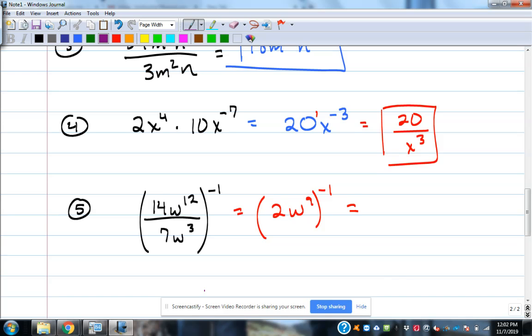So what gets a negative 1 exponent? Everything. So the 2 gets a negative 1 exponent. The W becomes a negative 9 exponent. Everybody has a negative exponent. So where do we move them to turn them to positive? The bottom. So that's 2W to the 9th. What's up top? A 1. If everything moves, there's a 1 there.